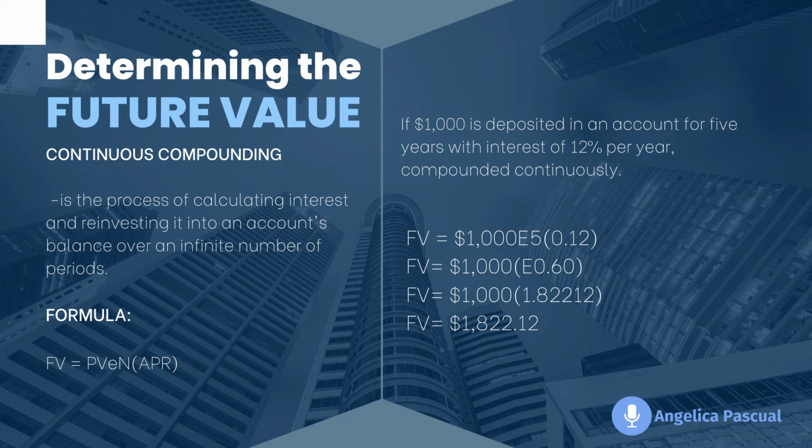The present value of an amount compounded continuously. Yung n is a year. Formula: FV equals PV times e to the power of APR. APR is annual percentage rate.